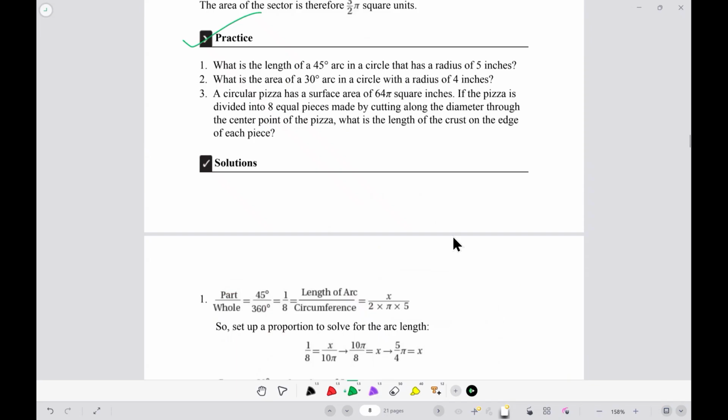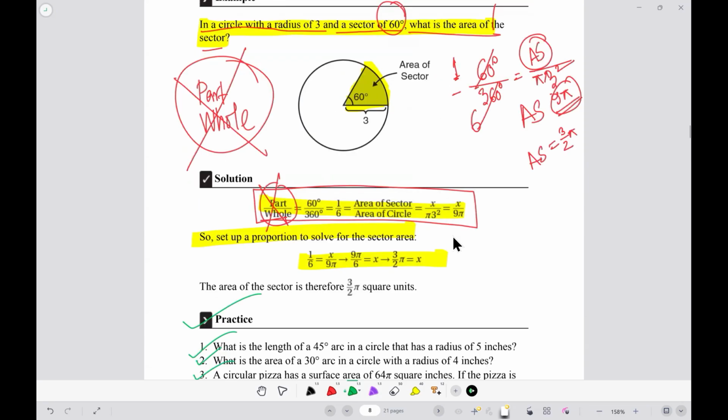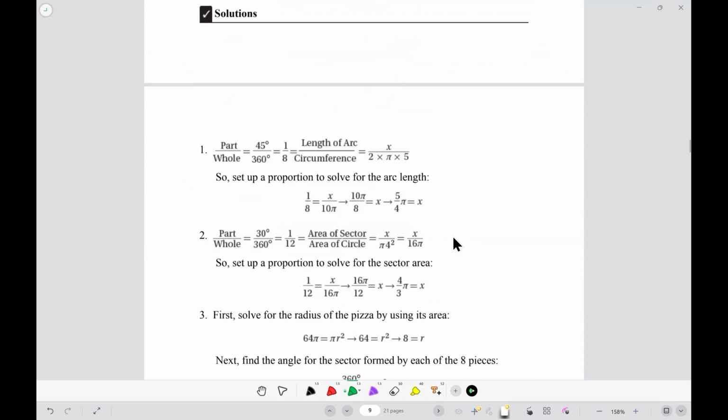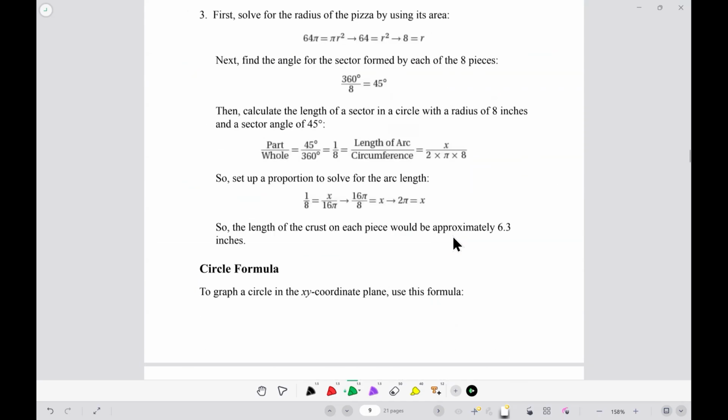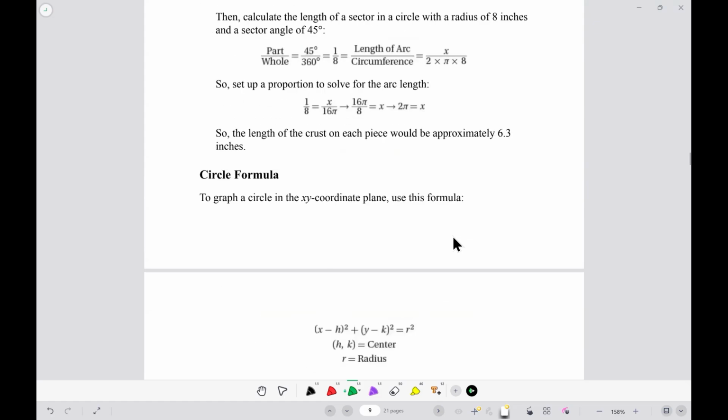And then what is the area of a 30-degree arc in a circle with a radius of 4 inches? The same formula. This is basically going to be our application of sector area. These are some practice problems, and we will do some other extra topics.